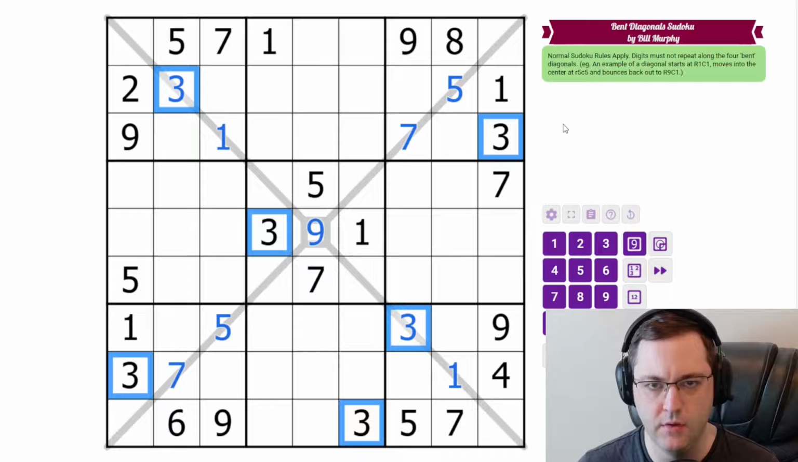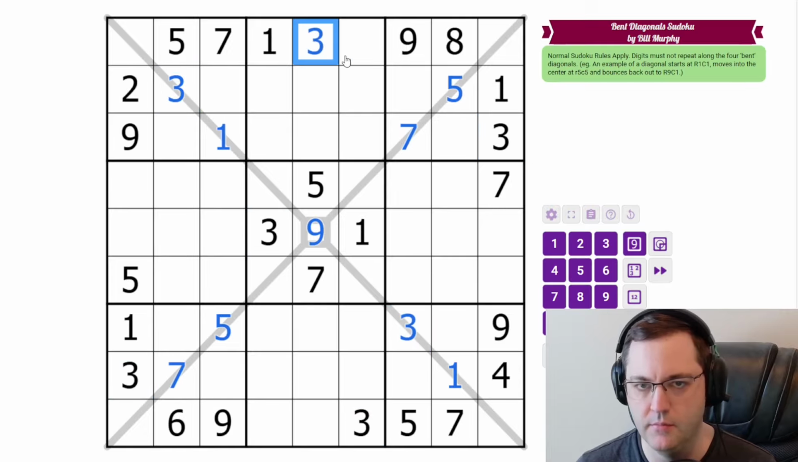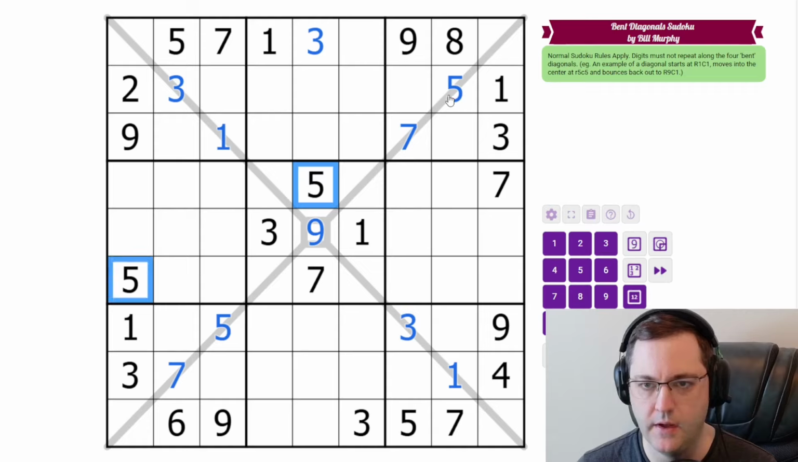I think we can get one more of each of these digits. Let's see. 3 in box 2. We have 4 3s looking into box 2. That means we're going to be able to place a hidden single there. This is going to be our 5. We've got 5s looking in. This is 1 and this is 7.